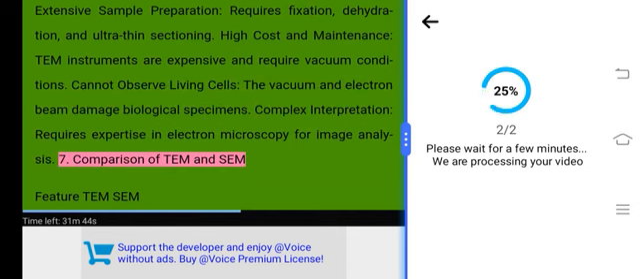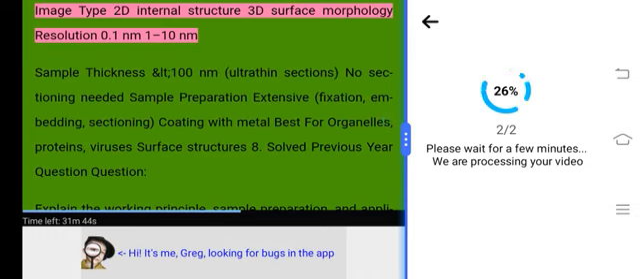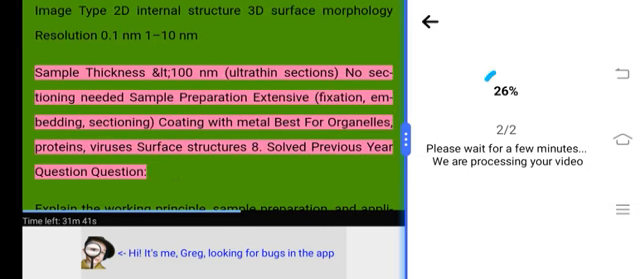7. Comparison of TEM and SEM. Feature: TEM, SEM. Image type: 2D internal structure, 3D surface morphology. Resolution: 0.1 nanometers, 1 to 10 nm. Sample thickness: less than 100 nanometers, ultra-thin sections, no sectioning needed. Sample preparation: extensive fixation, embedding, sectioning, coating with metal. Best for: organelles, proteins, viruses, surface structures.